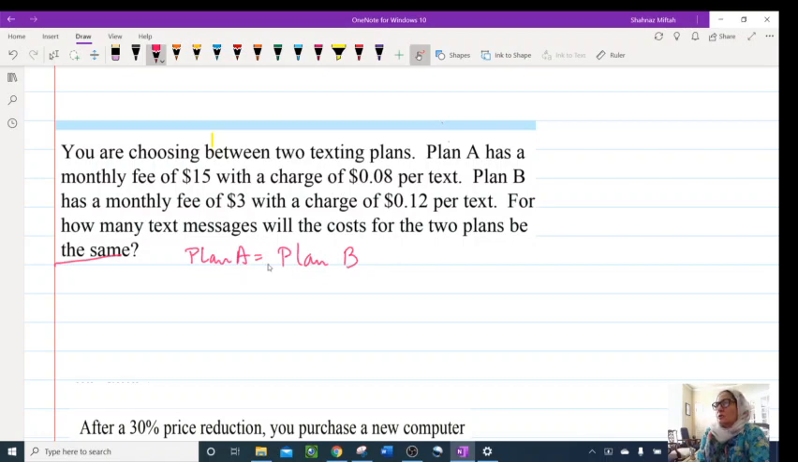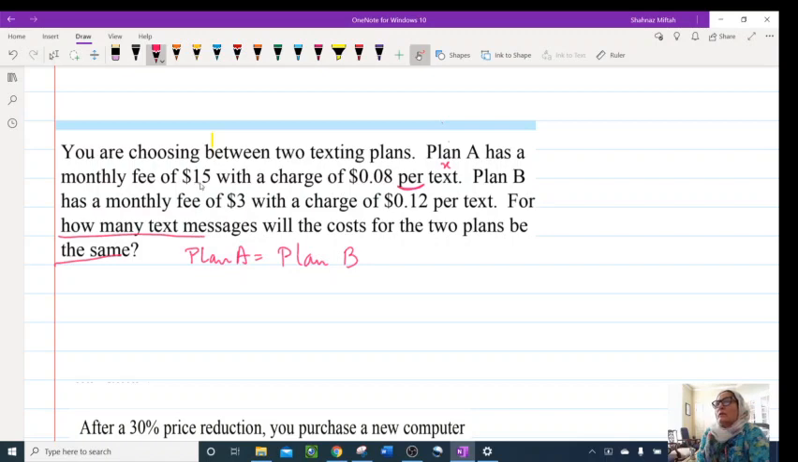Now, do you see I'm starting with what they're asking me: how many text messages, the cost, the plan. So this is what it is. Now, what is plan A? Let's read it again. Plan A has a monthly fee of $15 with a charge of 0.08 per text. Per means you are multiplying. Text, you can say it's an X.